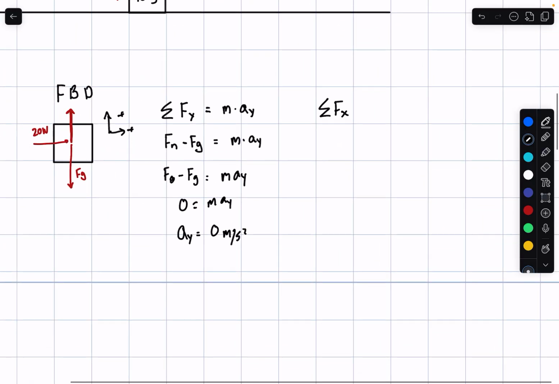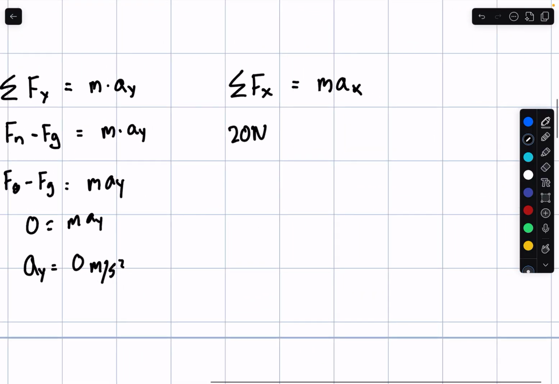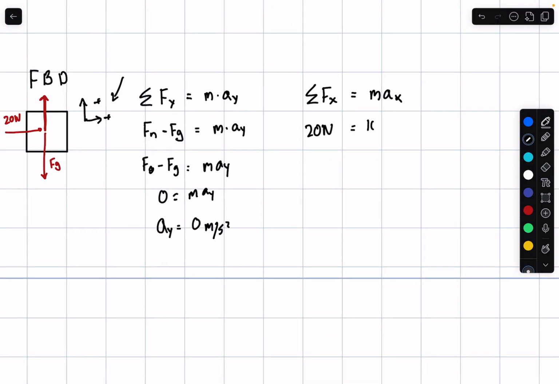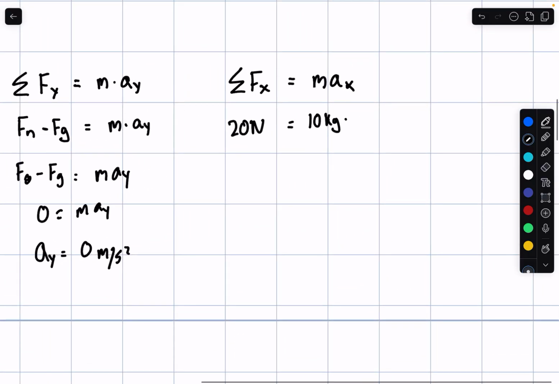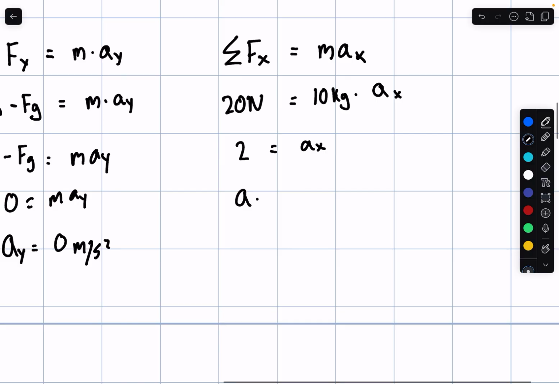So the sum of all the forces in the x is equal to mass times the acceleration in the x. Now we only have one force in the x. It's 20 newtons in the positive direction. Remember, we said that right is positive. So we got 20 newtons is equal to mass, which we said was a 10 kilogram box, times the acceleration in the x. If we divide both sides by the mass, so 10, we're left with 2 as the acceleration in the x. And we've got to remember our units. The acceleration in the x is 2 meters per second squared.